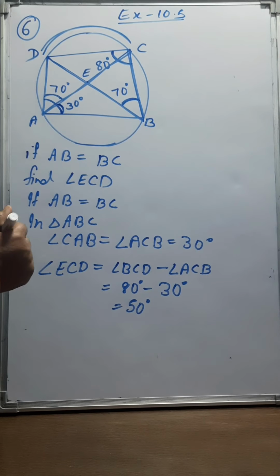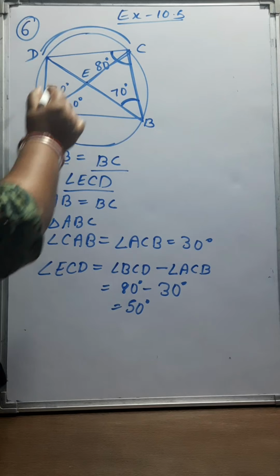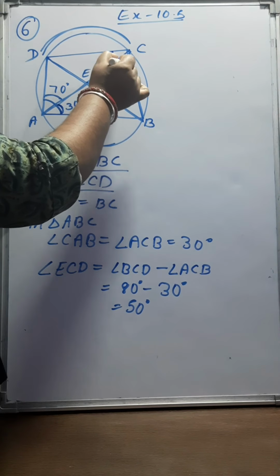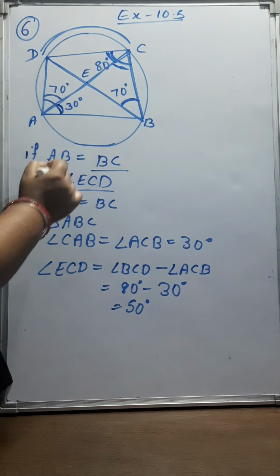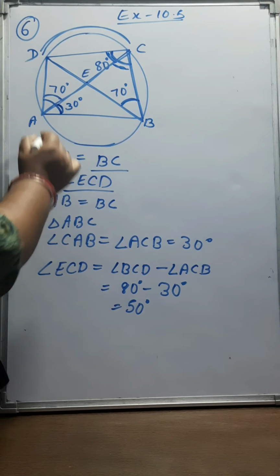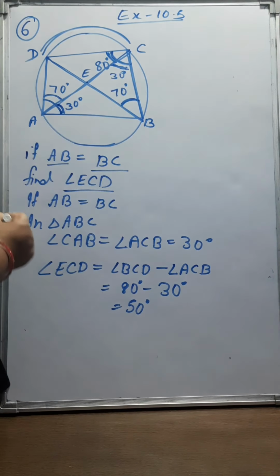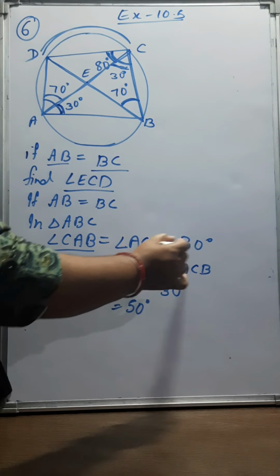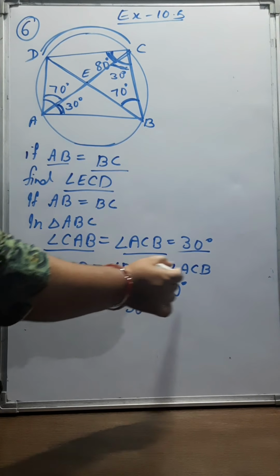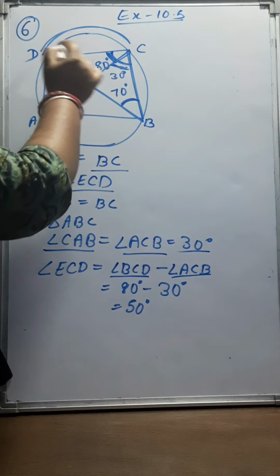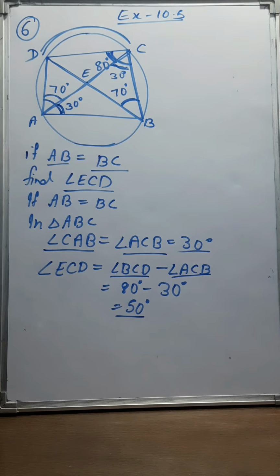In this question, one more part is given: if AB is equal to BC, we have to find angle ECD. ECD is this angle. Sorry, not this angle, we have to calculate ECD. If AB is equal to BC, in triangle ABC, if this angle is 30 degrees, this angle will also be 30 degrees. We can write angle CAB is equal to ACB, which is 30 degrees. So ECD can be calculated as BCD minus ACB. So it is 80 minus 30, so we get 50 degrees.